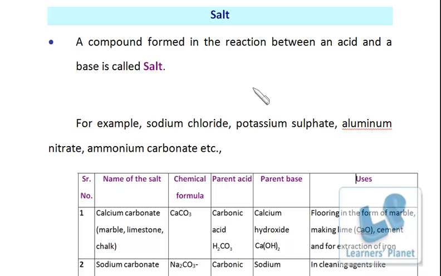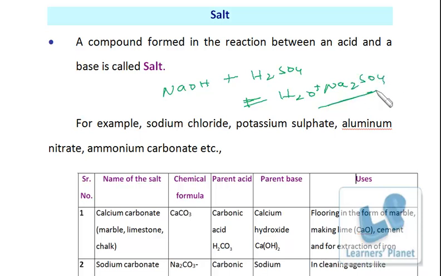Salt. We have already discussed that a compound formed in the reaction between an acid and a base is called a salt, right? We have taken the example of sodium hydroxide and hydrochloric acid. By the reaction of these two, we get a salt like sodium chloride. Similarly, if you have NaOH plus H2SO4, that is sulfuric acid, you'll be getting water plus sodium sulfate, Na2SO4, right? So this is a salt.